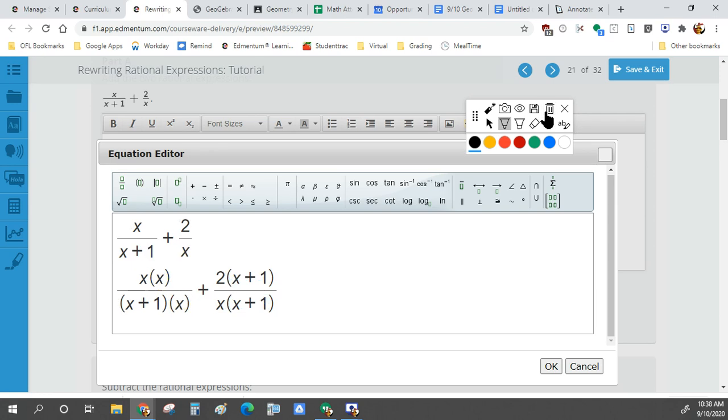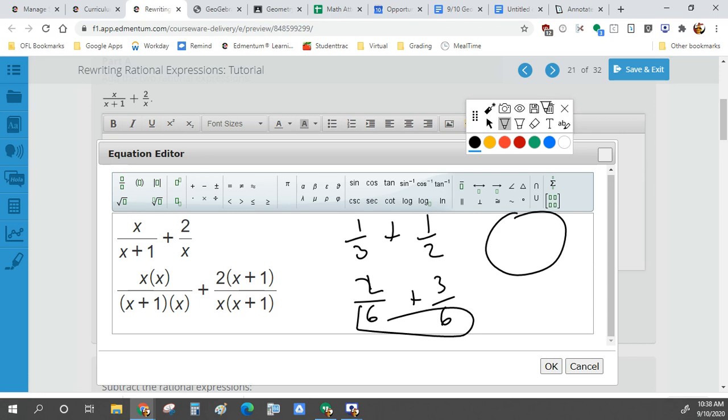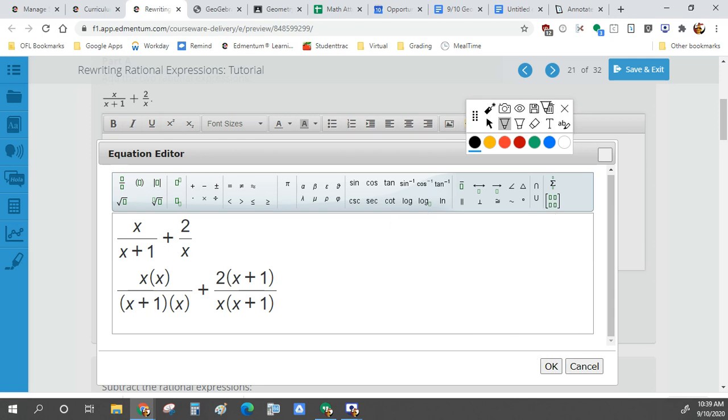Unfortunately, the bottoms have to be the same. It's the same reason why adding these two requires us to change it to 2/6 and 3/6. You have to have these the same. Otherwise, it's really hard to imagine adding a third of a pi plus a half of a pi. You kind of have to have it in sixes to make it easier to add.